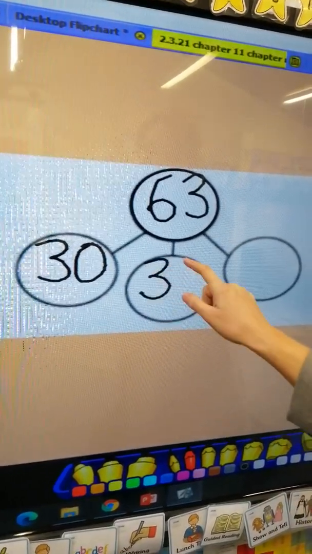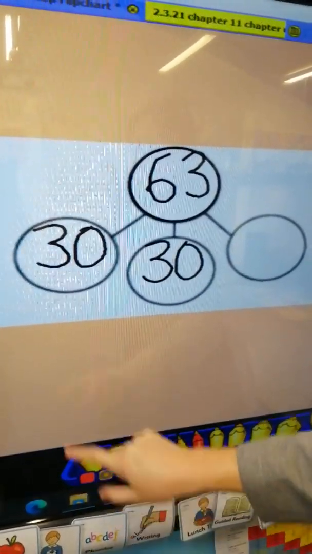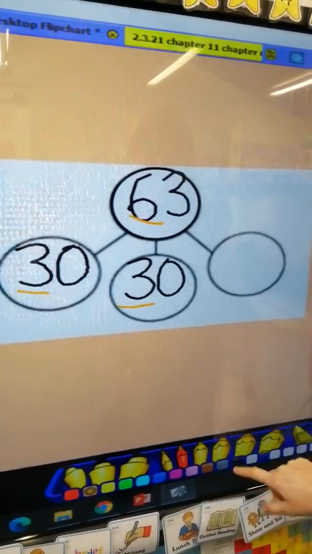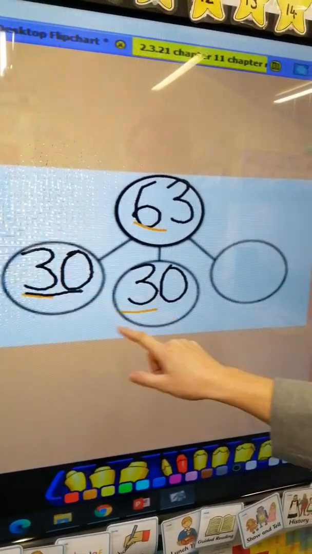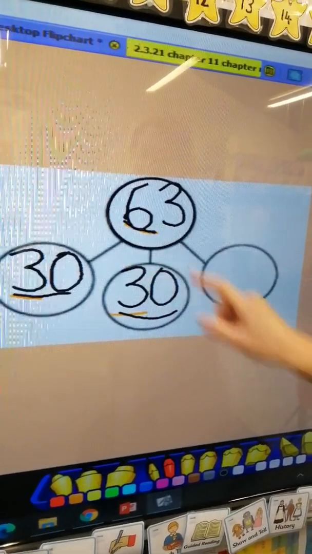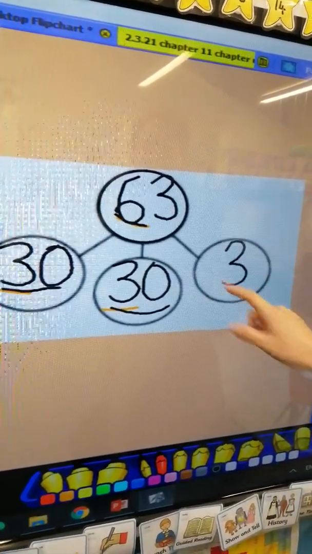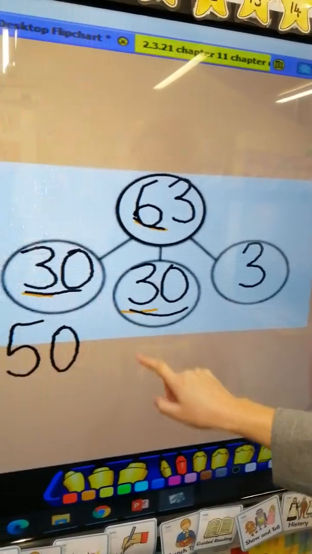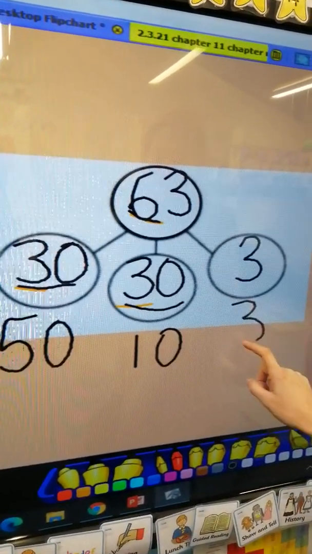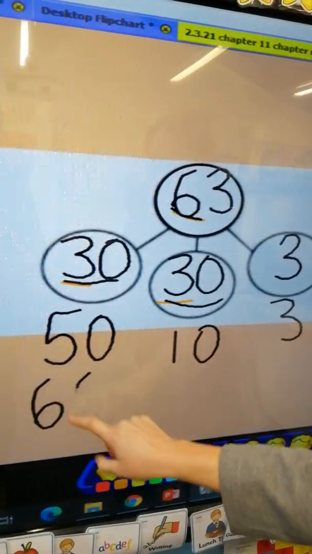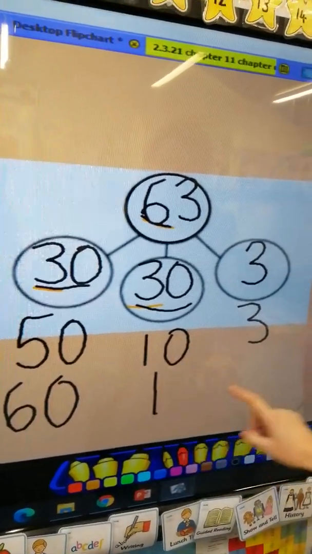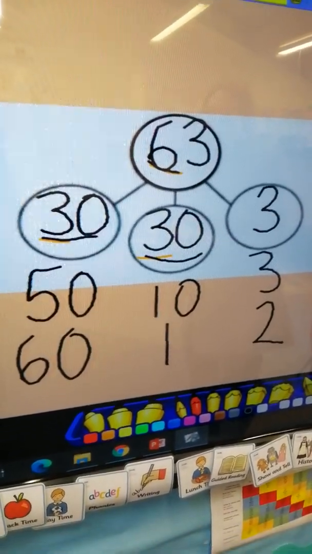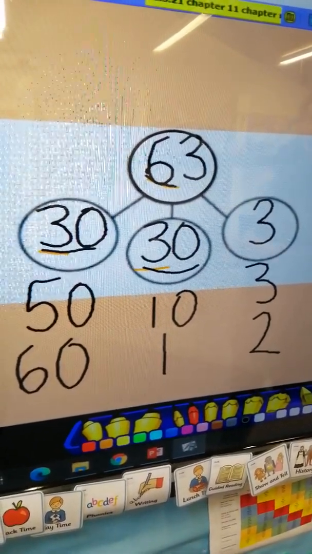I know that 3 and 3 is 6, so 30 and 30 is 60. We could have done 50 and 10 and 3. I could have kept my 10s, could have kept 6, and I could have partitioned my 3 into 1 and 2.